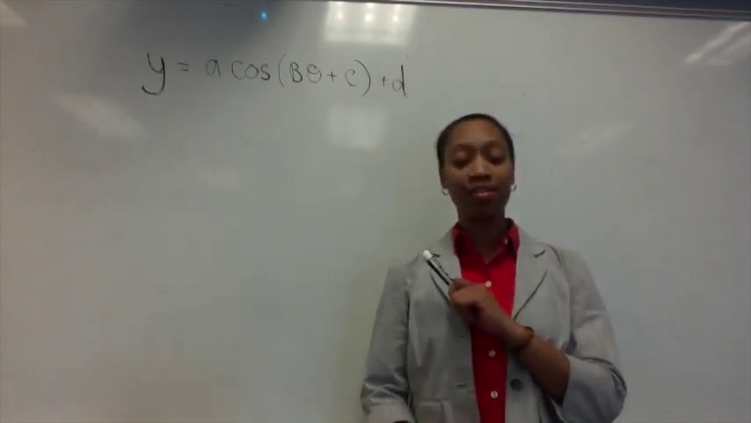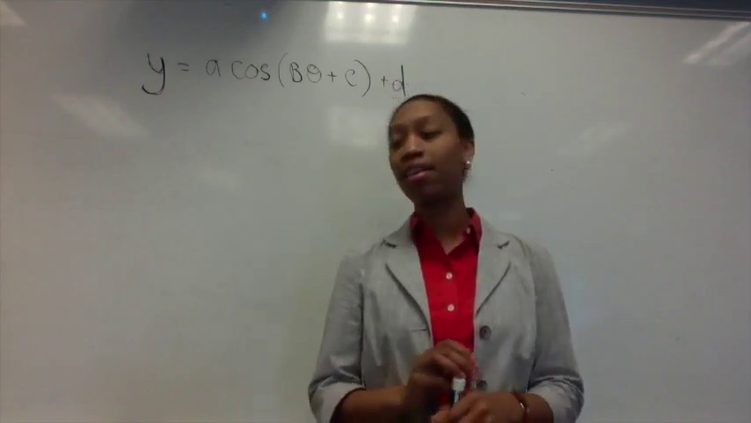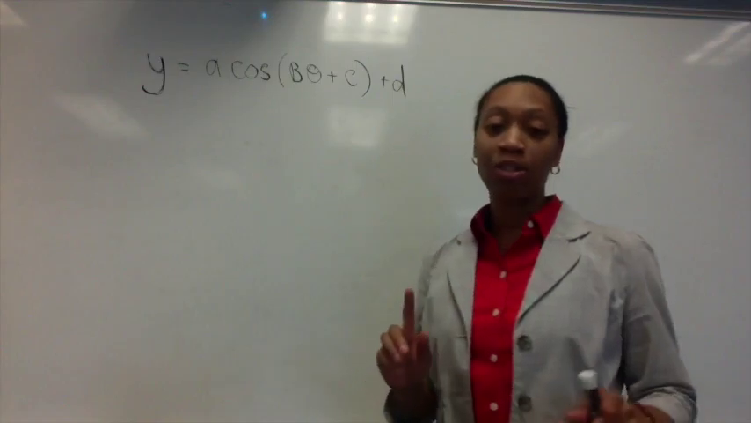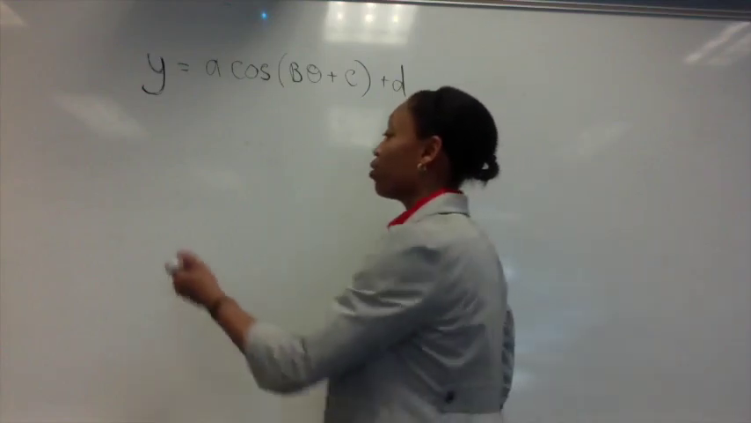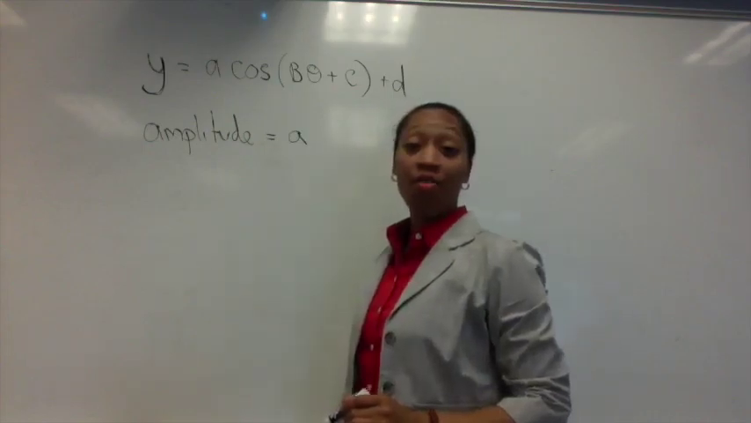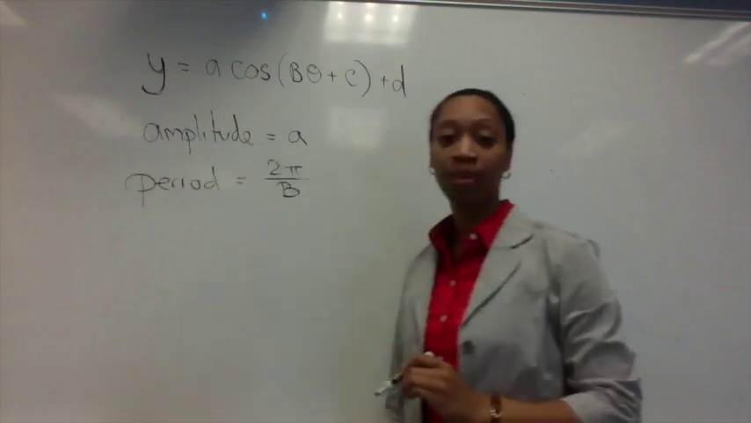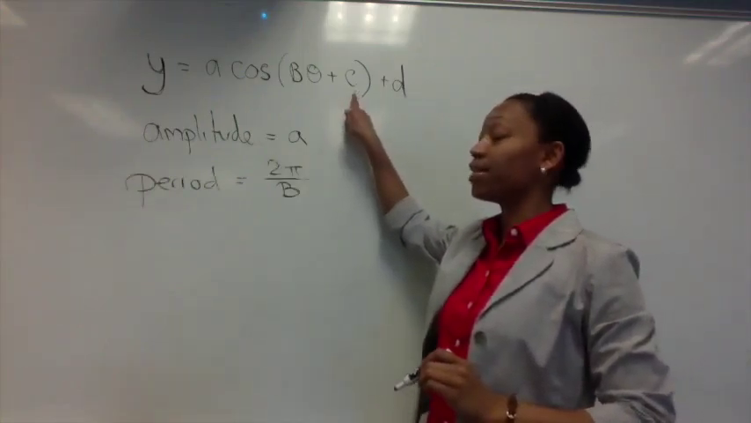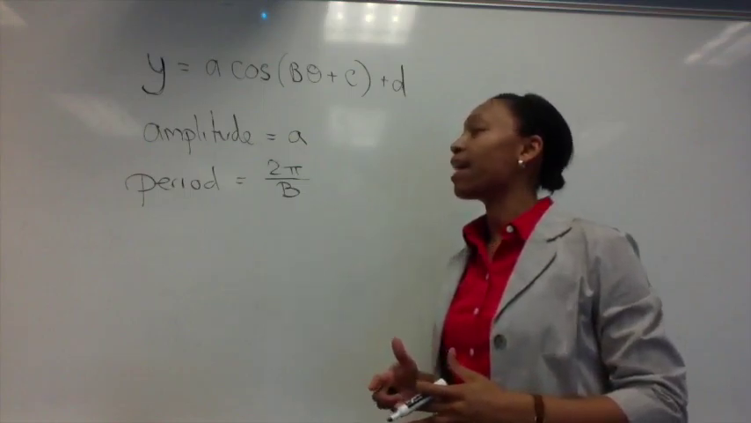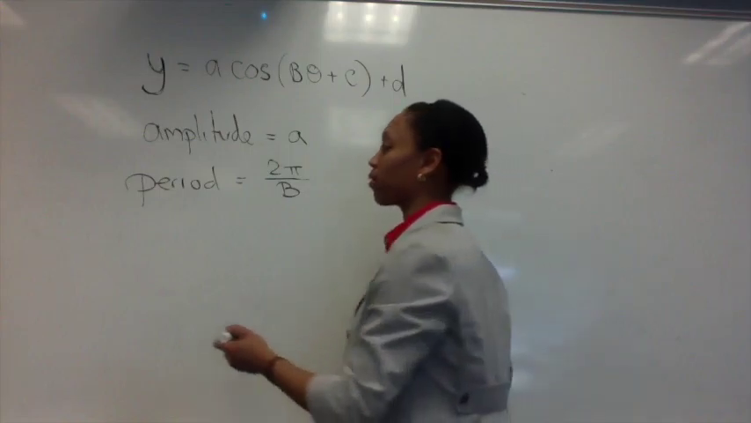Hello students, this video is about graphing trigonometric functions, and this time we're going to add all of the bells and the whistles. So, first of all, there's some things that you already know. You already know that the amplitude is A, that the period is 2 pi over B. Well, this value C shifts the graph. It's actually a phase shift, and the phase shift for the graph is negative C over B.